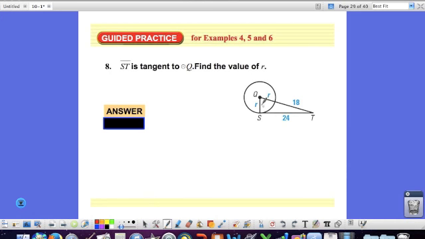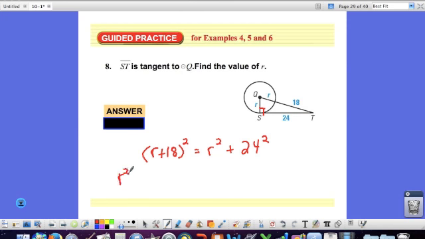ST is tangent to Q. Find the value of r. So the hypotenuse is the r plus 18. That's the hypotenuse. So r plus 18, squared, is going to equal r squared plus 24 squared. So when I FOIL this, I think this is actually the exact problem we had in the warm-up.